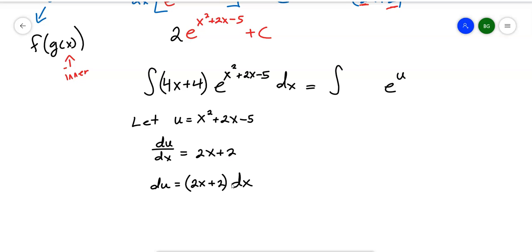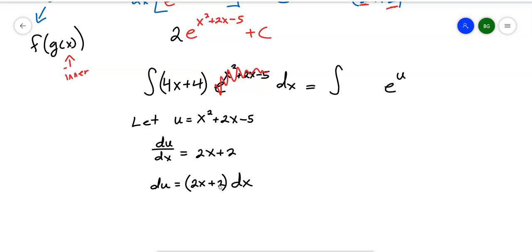Now let's look at that. We want to swap out this dx, but I'm not quite ready to do that because I can't just make a straight swap right now. I've taken care of this part of my integral with e to the u, but now I've got 4x plus 4 and dx to replace.